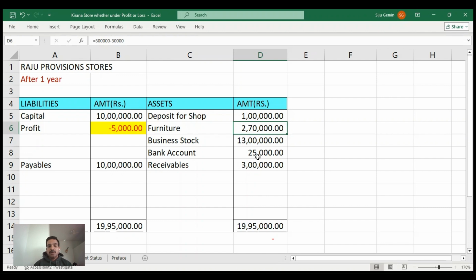Normally all the shop owners mix their personal money with the business money. He would have pulled out a lot of money and spent it, or he could have taken more provisions out of the stock for his house. So these could be a few of the reasons why they have incurred loss. So I hope I have made it very clear how to calculate whether a provision store or a kirana store is making profit or loss. Thank you.